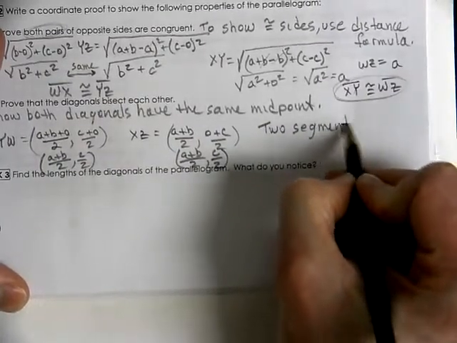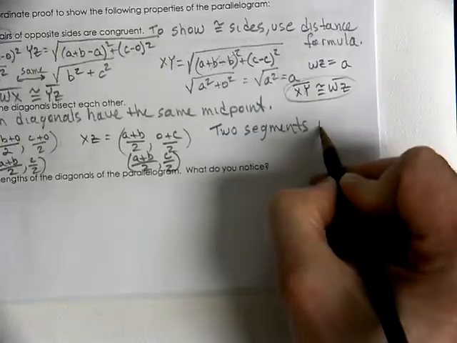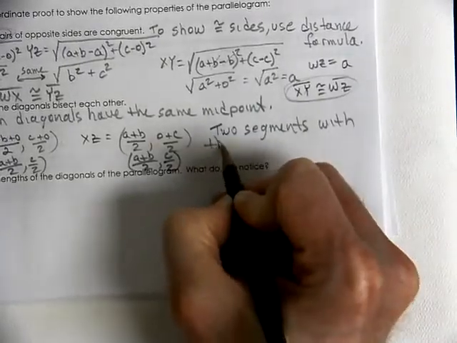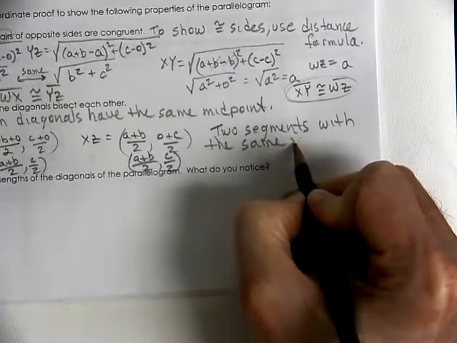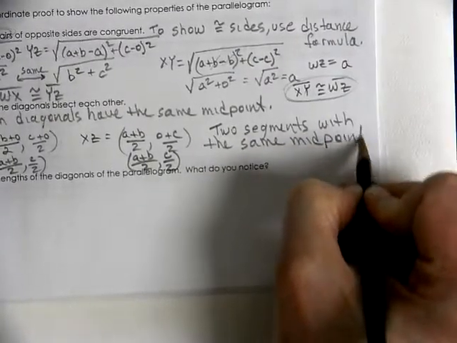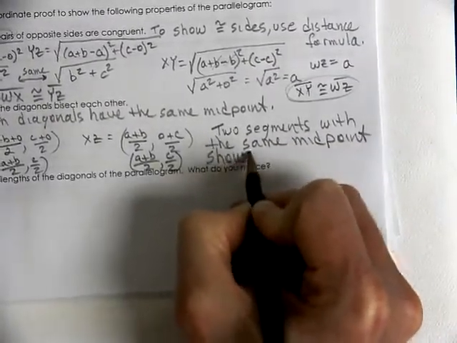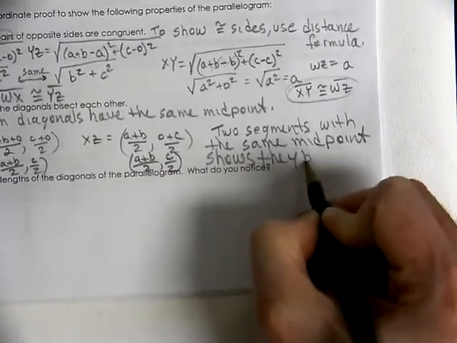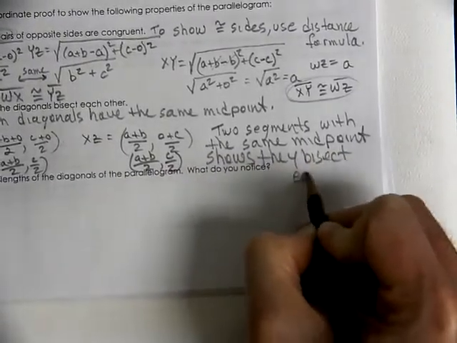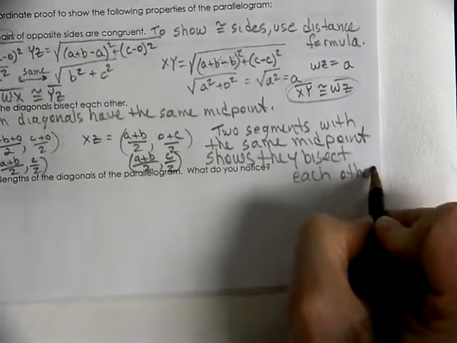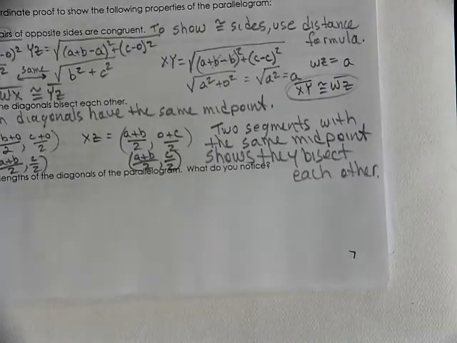Two segments with the same midpoint shows they bisect each other. We showed both segments have the same midpoint. That means they cut each other in half. They cross at the midpoint. They share that location. They both touch that spot.